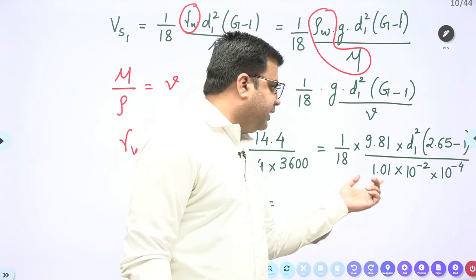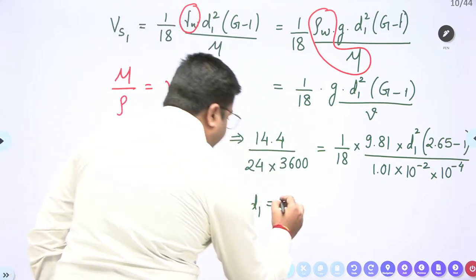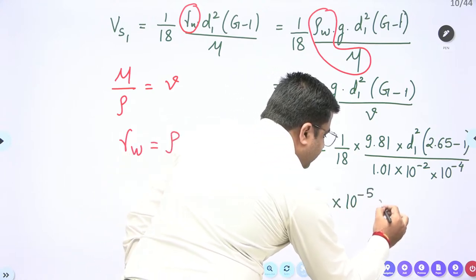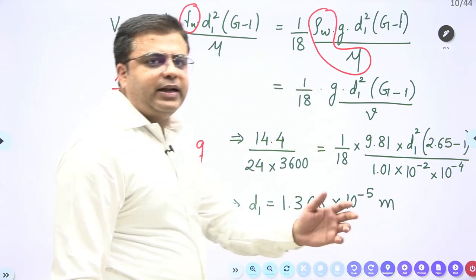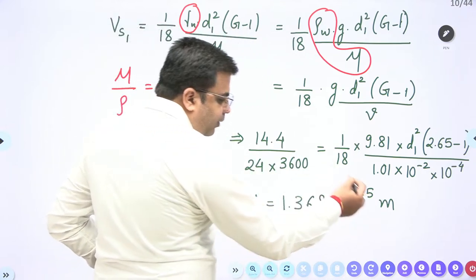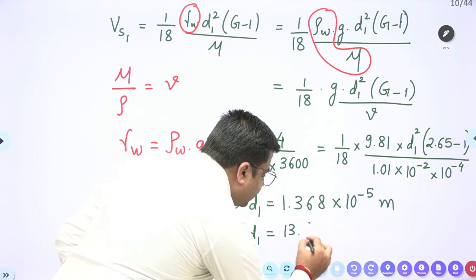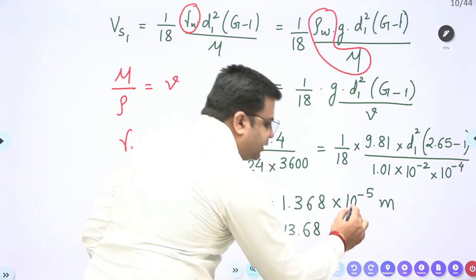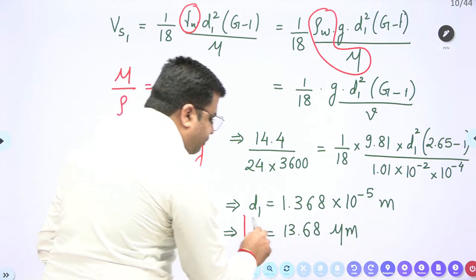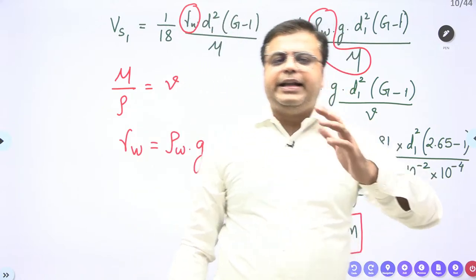So here you will get the size in meters. 1.368 into 10 raised to power minus 5 meters you will be getting. But in the question, we are asked to calculate the size of the particle in micrometers. So take one more from this 10 raised to power minus 5, so D1 is equal to 13.68 into 10 raised to power minus 6. And this 10 raised to the power minus 6 is nothing but the micrometer. So our final answer is 13.68 micrometer. This size of particle will be removed by 80% efficiency, correct?